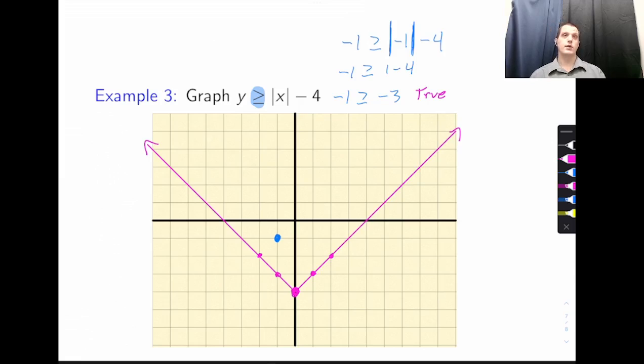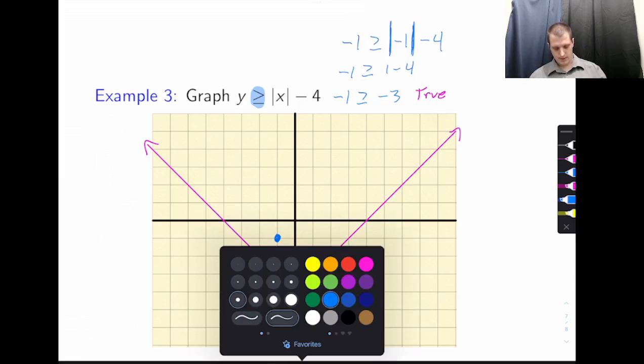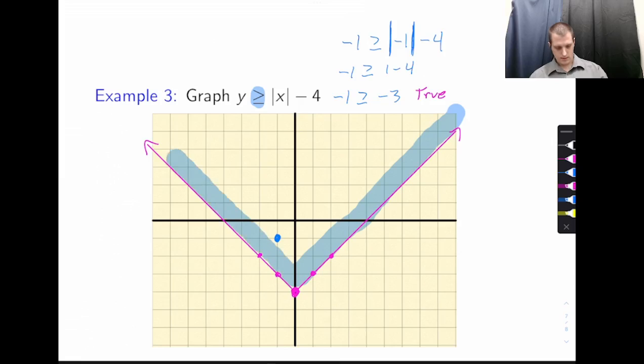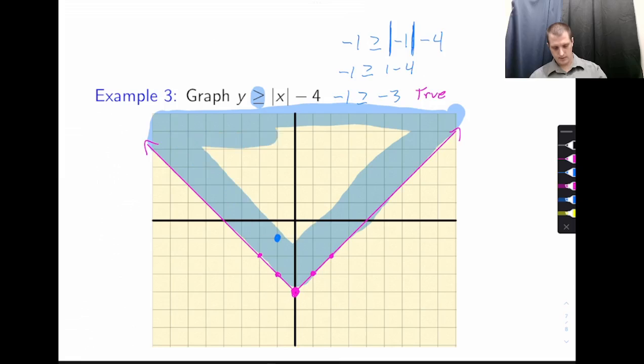So this time we're actually going to shade the area with the dots. Let me go ahead and make my highlighter larger because we have a lot to shade here. And there we go, we're shading that whole area.